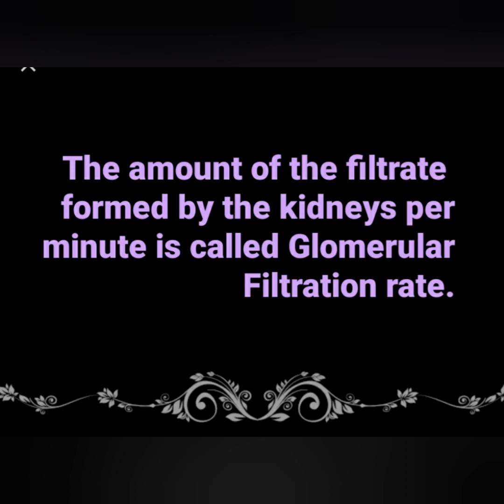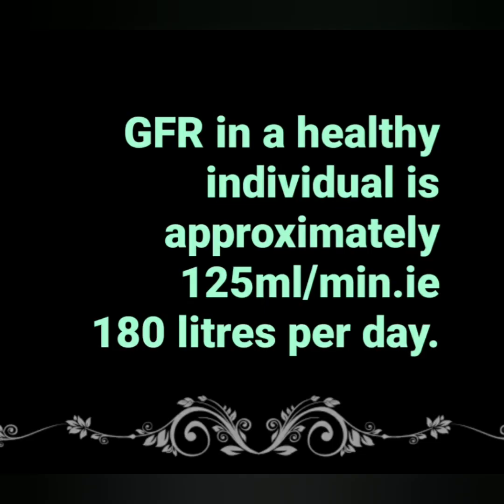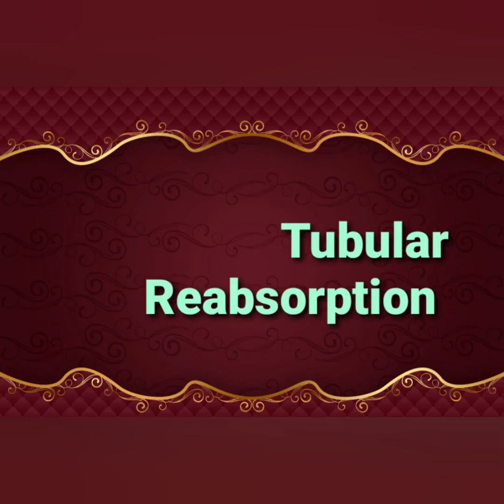The amount of filtrate formed by the kidneys per minute is called the glomerular filtration rate. On an average, 1100 to 1200 ml of blood is filtered by the kidneys per minute. Glomerular filtration rate in a healthy individual is approximately 125 ml per minute, that is 180 liters per day.